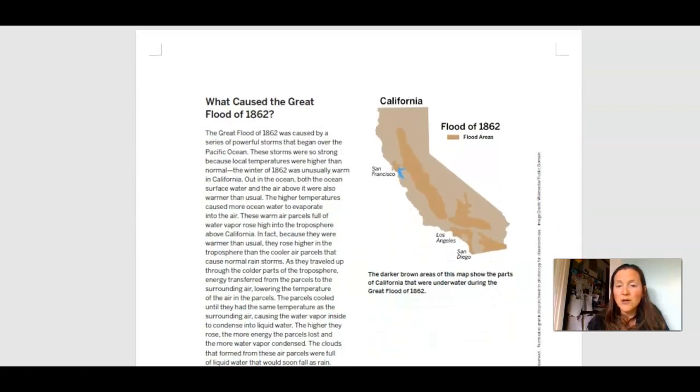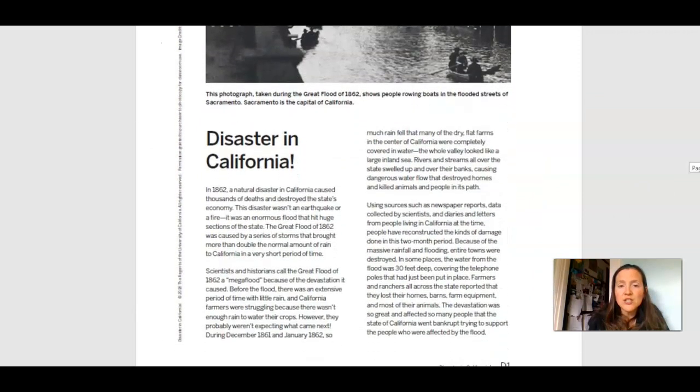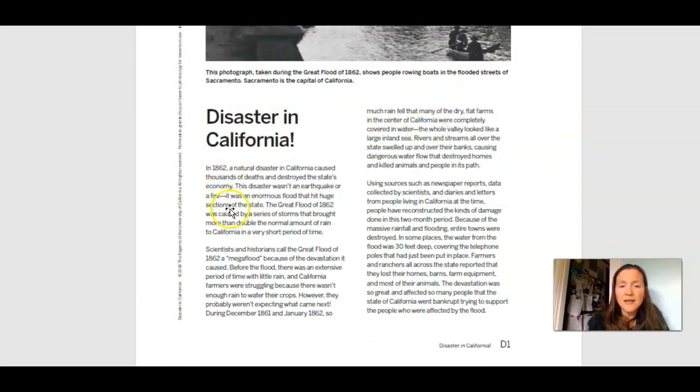Whoa, here we go. So I see this map of the state of California, and it's got some color coding. The darker areas here are the flood areas, the areas that were underwater. So that's good to know. When I look back up here to figure out what I should annotate, this looks a lot like history and backstory about what happened. If I was in a history class, I might really want to highlight a lot of this information. But if I'm in a science class and I am looking for the reasons that storms are happening, I don't see very much information that I need to highlight.